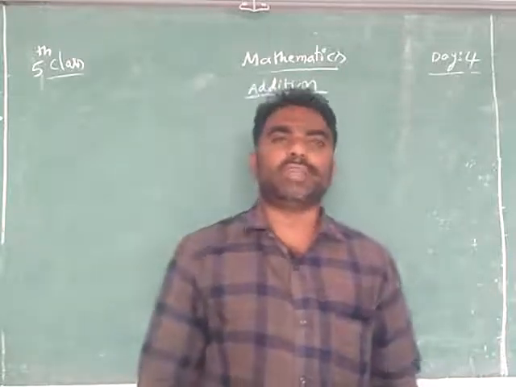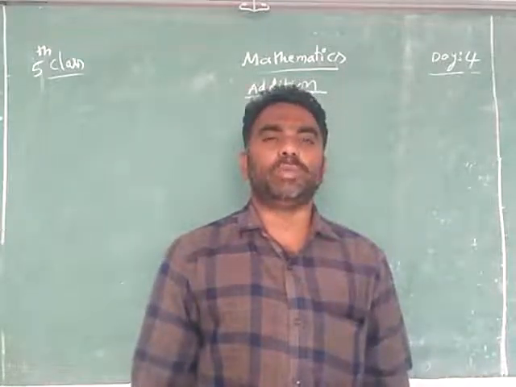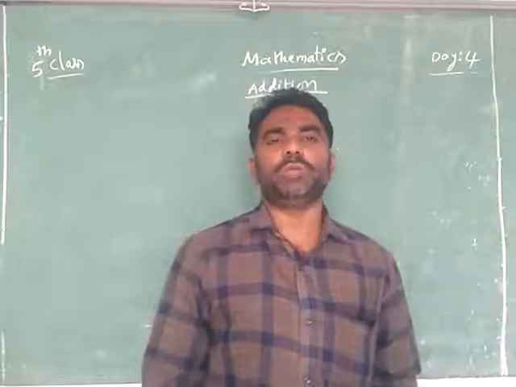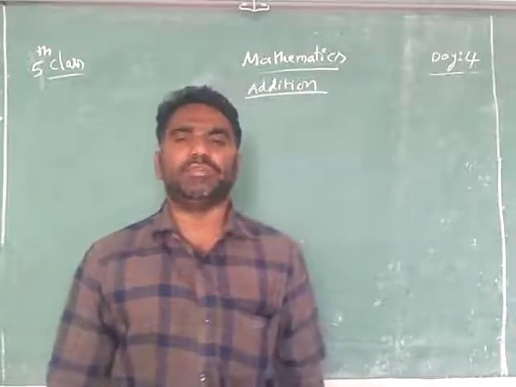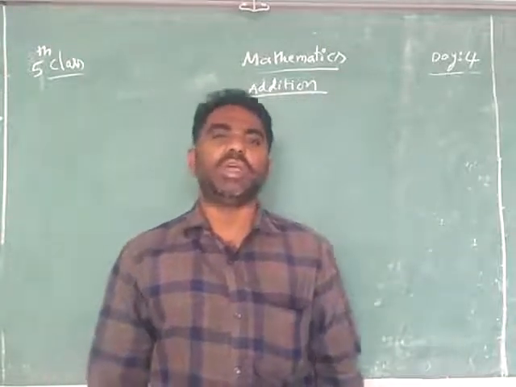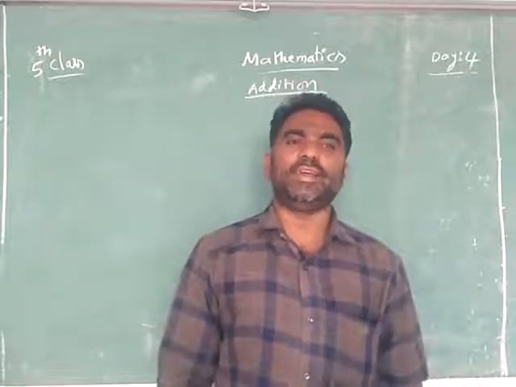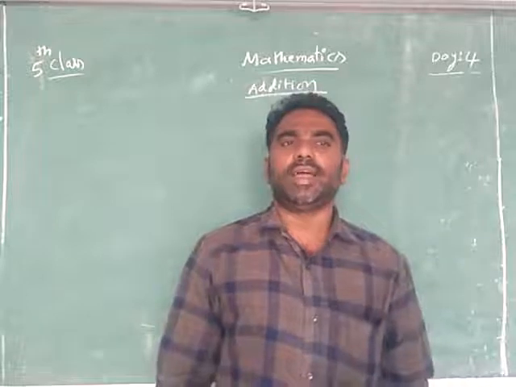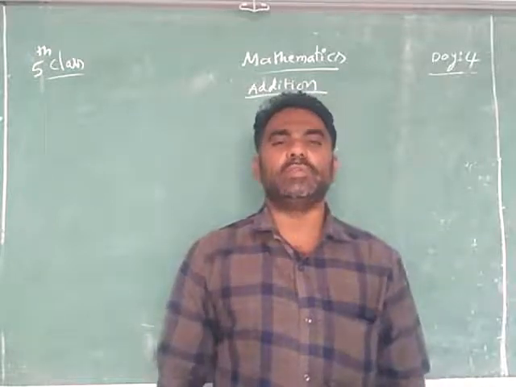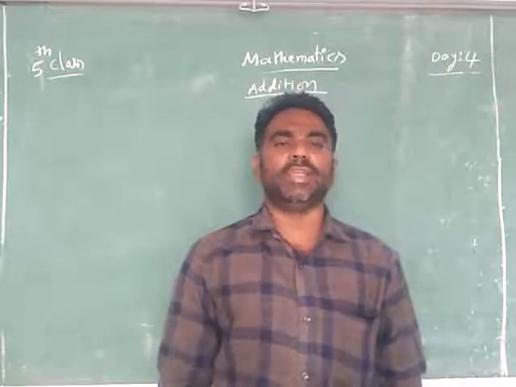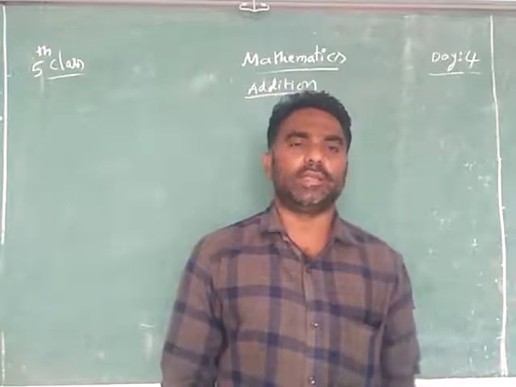So in before classes we have learnt about the numbers: how to read the numbers, how to write the numbers, expanded form, short form, place values, face values, biggest and smallest, ascending order, descending order, and finally what numbers you can make with the digits. You have learnt all these things in the previous three classes.